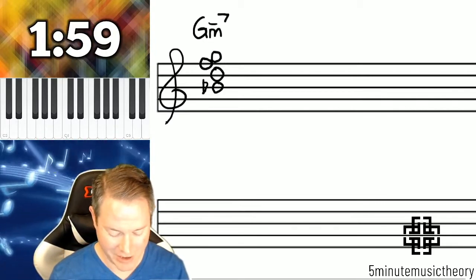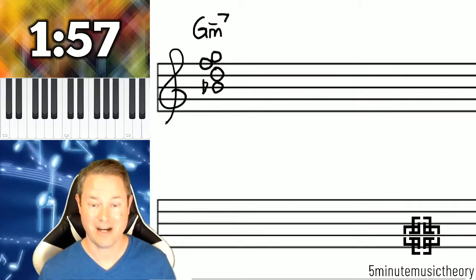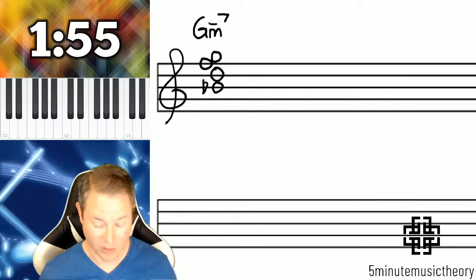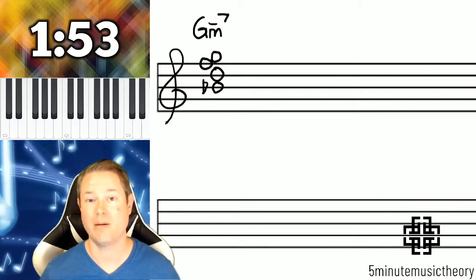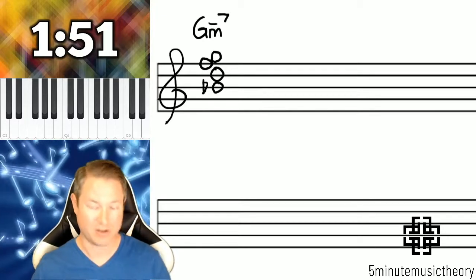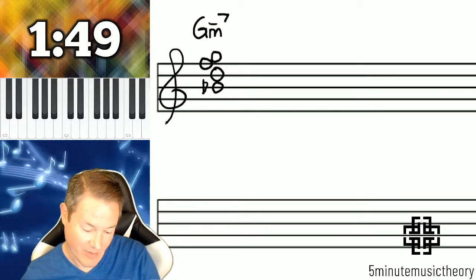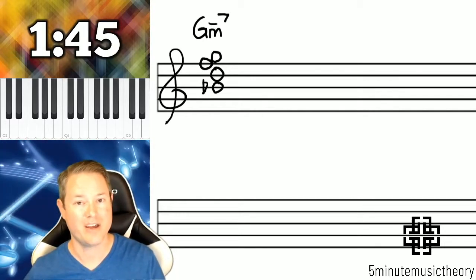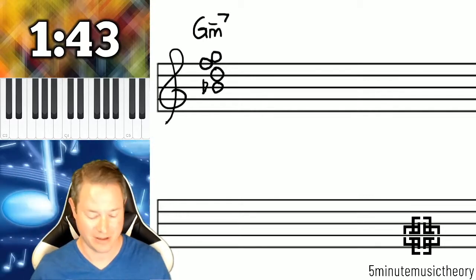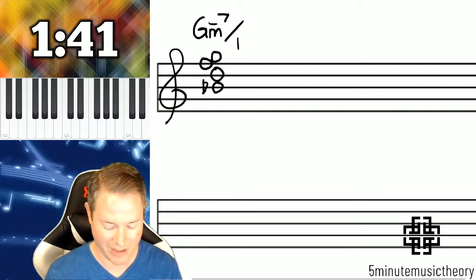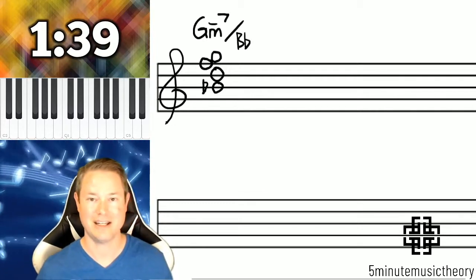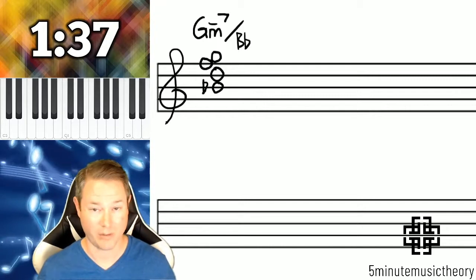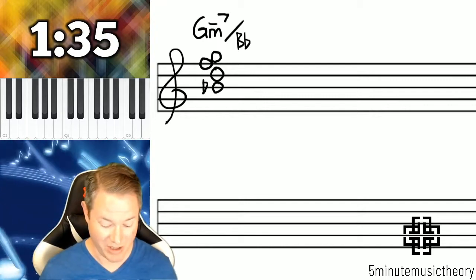If I add just a simple 7 there, that's telling me or anybody that's reading this that we're adding a minor 7th to that chord. So far, the information from that chord symbol is G is the root of a minor triad with a minor 7th above that root. And then the last piece of information that we need is that this is in first inversion. The way we do that is by putting a slash B flat.